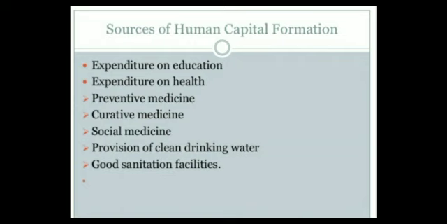The various forms of health expenditure include first, preventive medicine, known as vaccination; second, curative medicine, medical intervention during illness; and third, social medicine, spread of health literacy to the people.